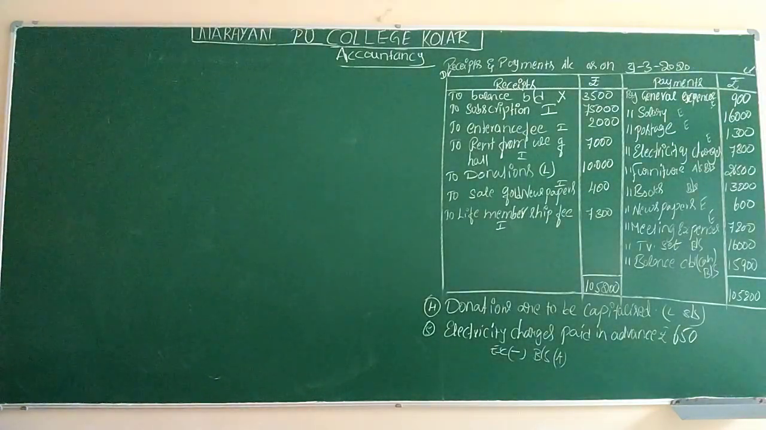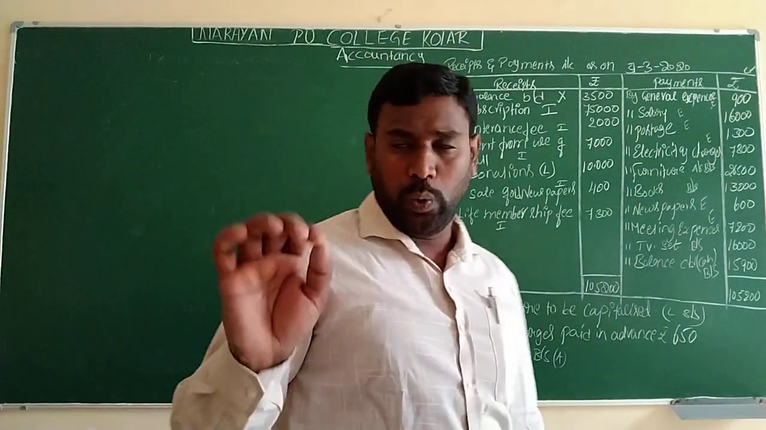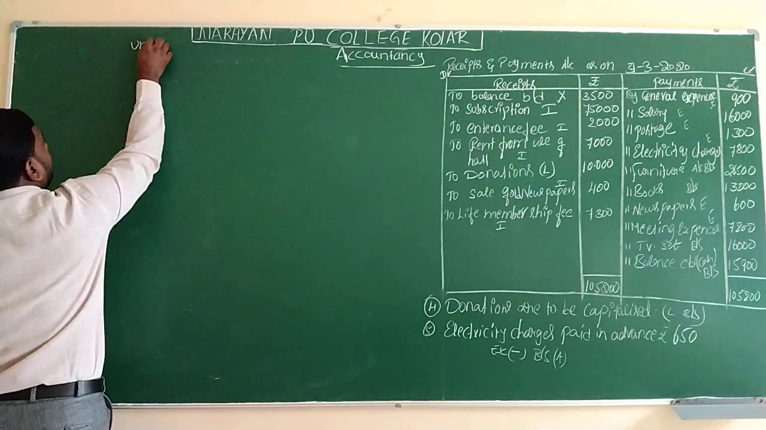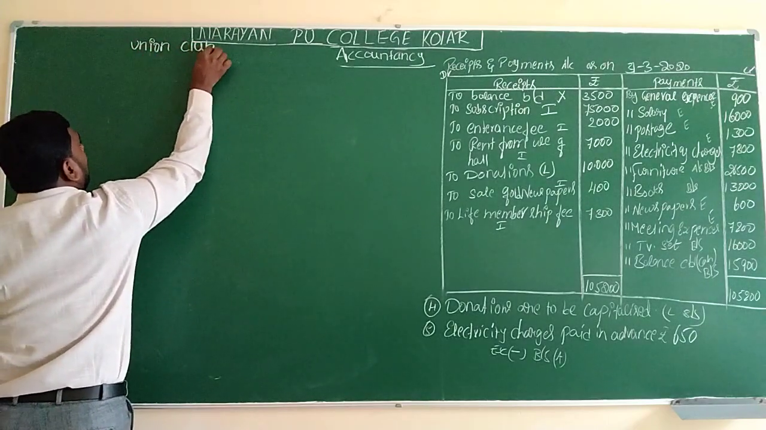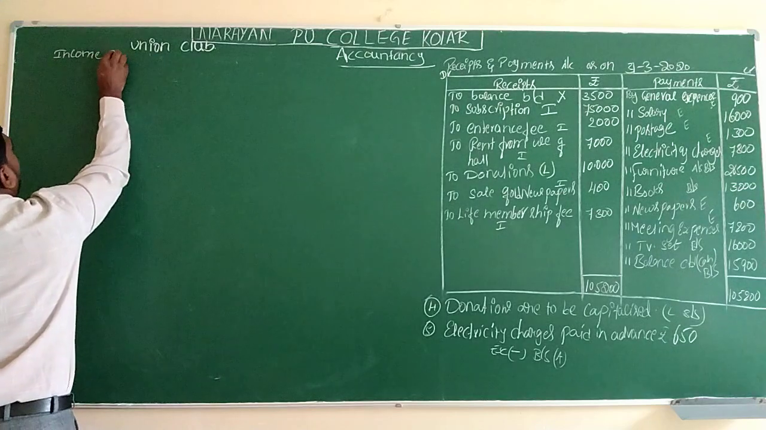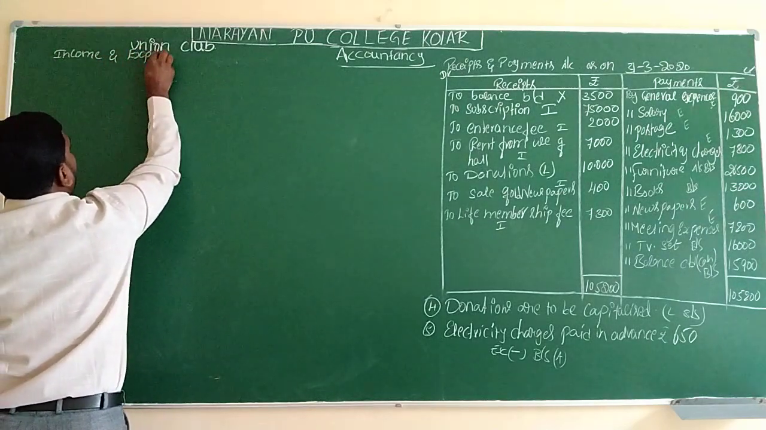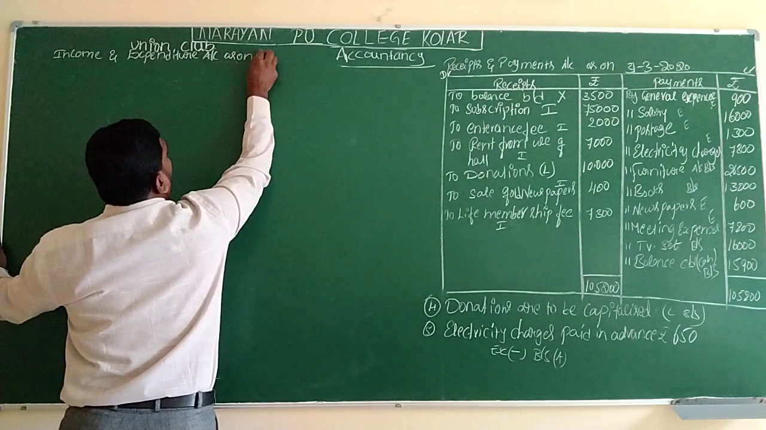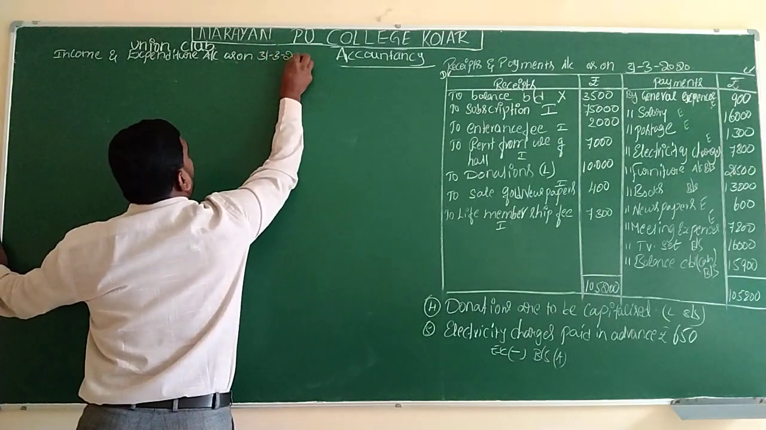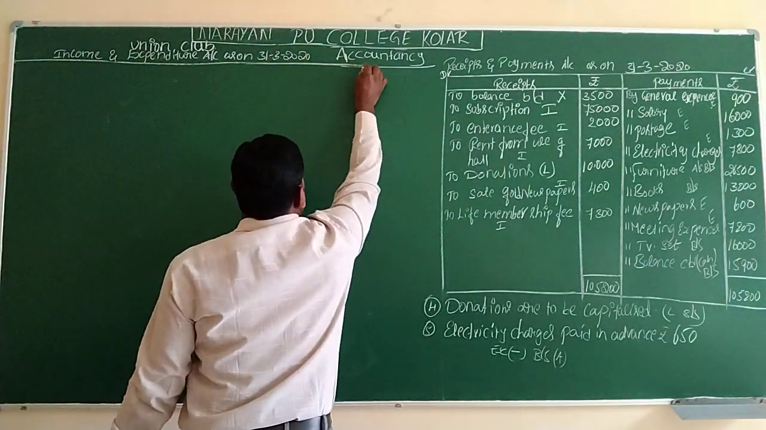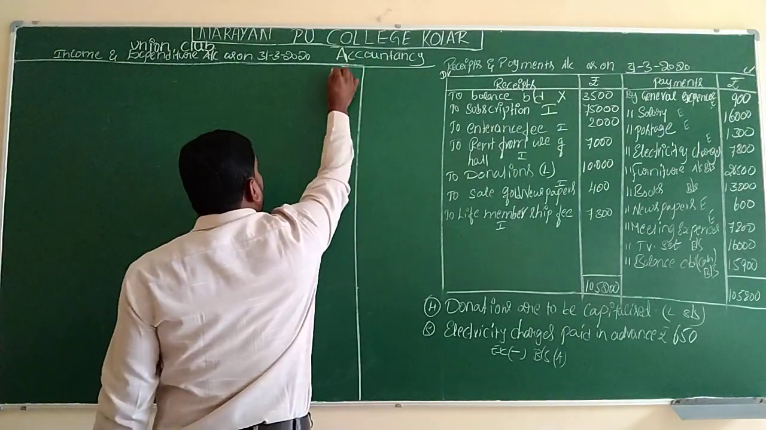First, in the middle of the page or in the middle of your class work, you have to mention the name of the NPO. According to this question, the name of the NPO is Union Club. After that, we have to write down the heading: Income and Expenditure Account as on 31st March 2020. 2020 is the present year for us. So we will draw the columns for the income and expenditure account as on 31st March 2020.